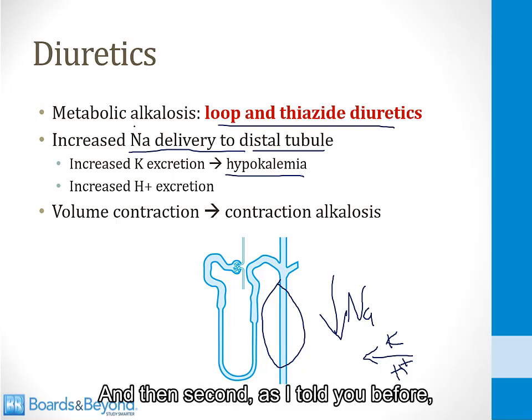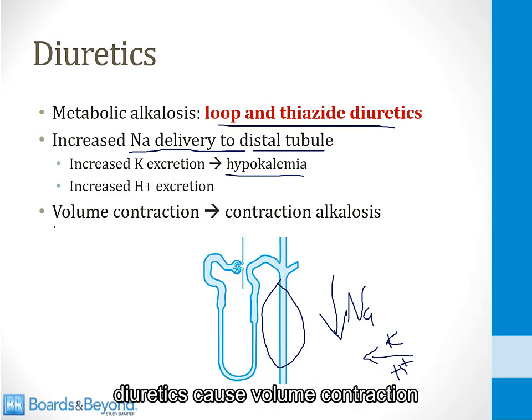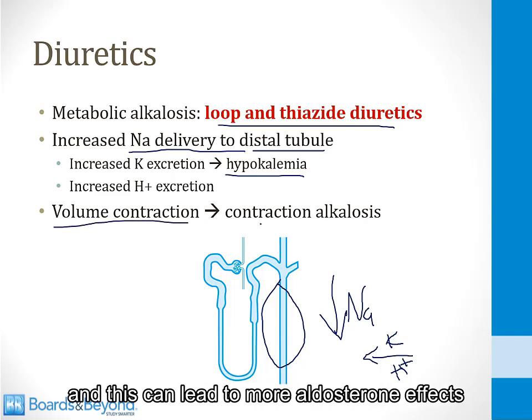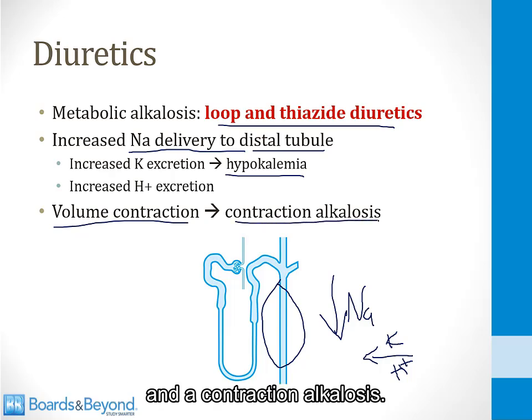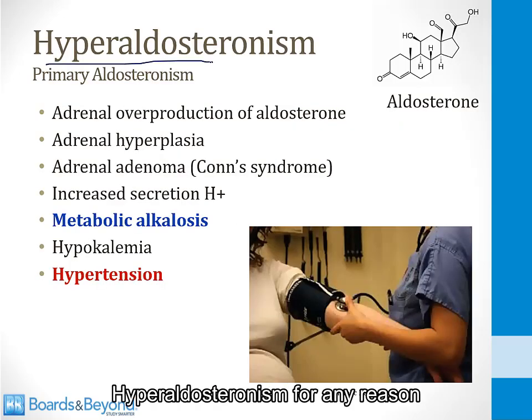So patients on these diuretics, as you know, develop hypokalemia, but they can also develop a contraction alkalosis from the sodium effect. And then second, as I told you before, diuretics cause volume contraction, and this can lead to more aldosterone effects and a contraction alkalosis. Hyperaldosteronism for any reason can cause a metabolic alkalosis.